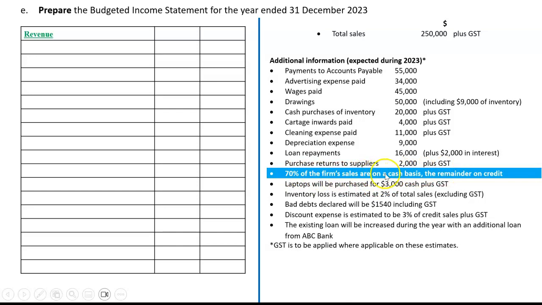Obviously cash sales are better. We get the money straight away. So what we're going to do is go 70% of 250,000. And that must mean 30% is credit sales of 250,000, and we're going to put that there. And we'll have our cash sales of 175, our credit sales of 75,000, and that's a total of 250, which matches our total there.